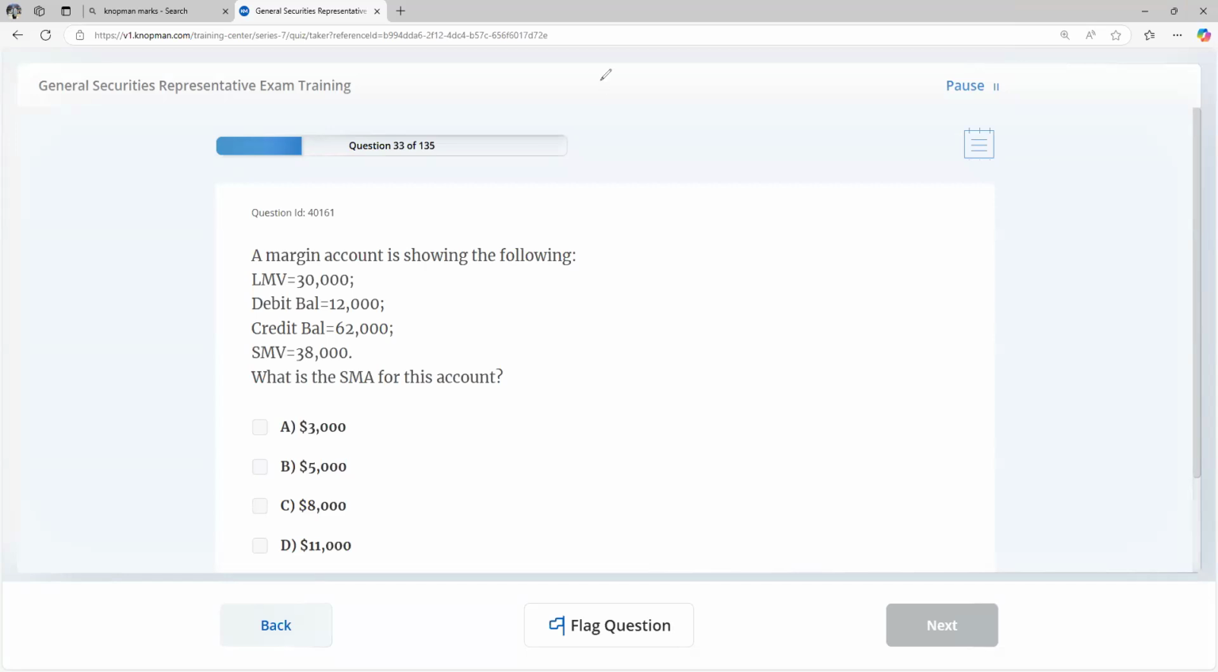Okay, debit is 12,000. And then credit balance is 62,000. And then 38,000. Okay. So let me just take out my calculator.